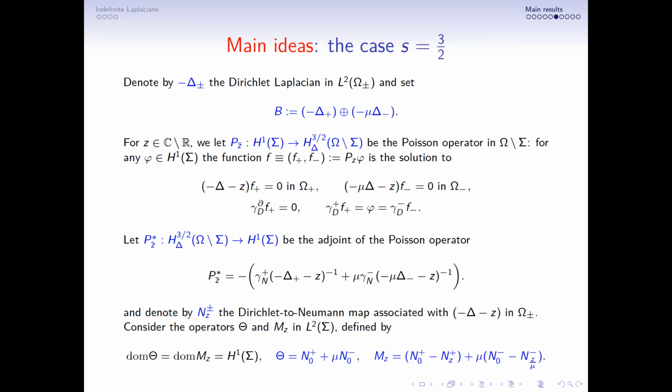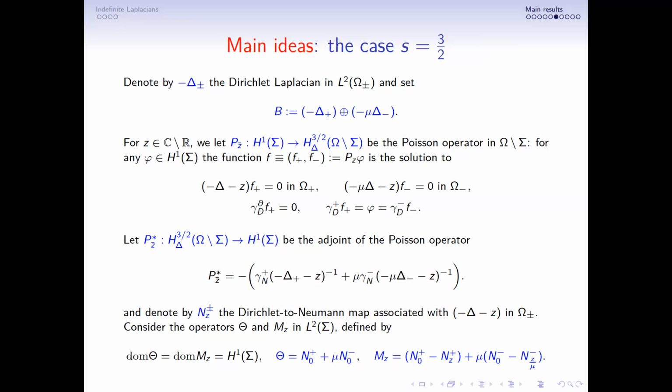And then we consider those operators theta and mz in L2 defined on the domain H1, which are given just by this Dirichlet-Neumann operator. So what do we have here? We have theta which does not depend on z, and then m which depends on z. This is given just by the difference between the Dirichlet-Neumanns with z and without z. So I write it in this way.